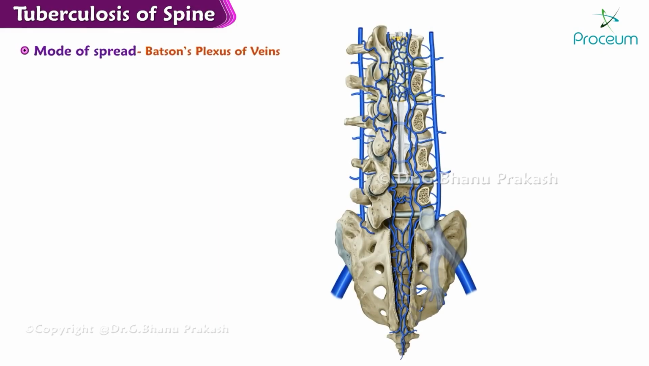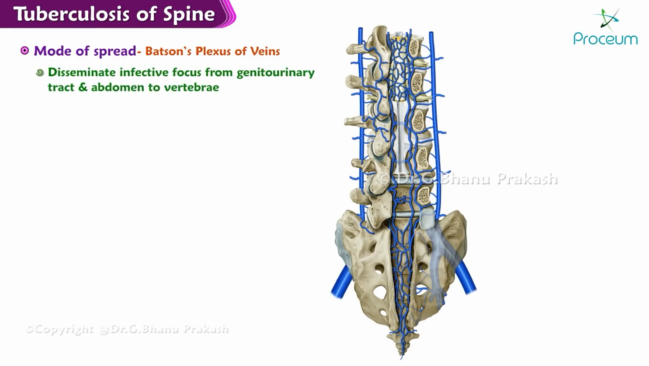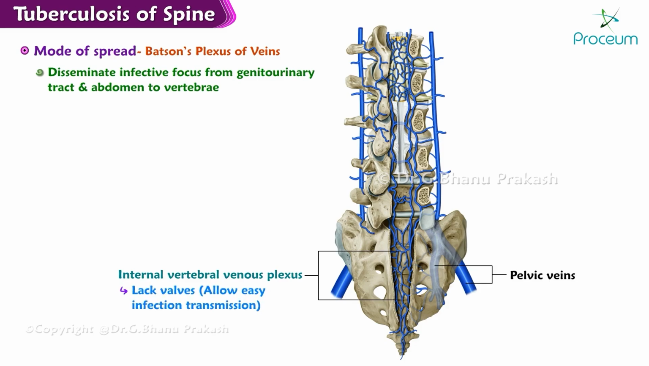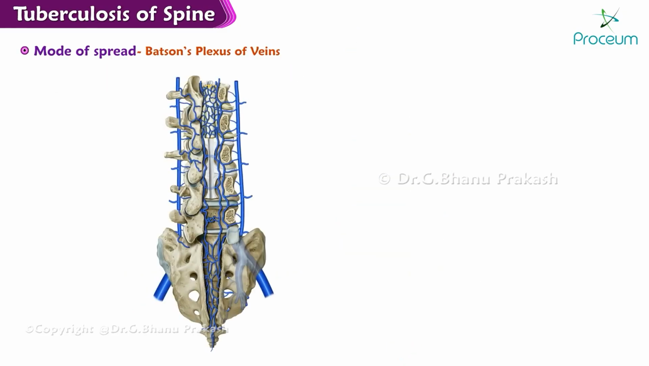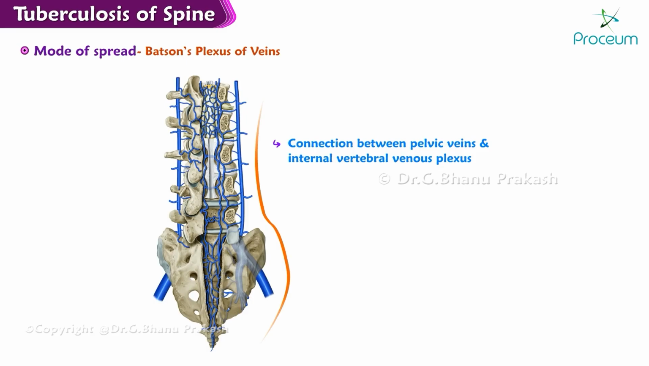Batson's plexus of veins. Batson's plexus of veins plays a significant role in the dissemination of infective focus from the genitourinary tract and abdomen to the vertebra. These veins connect the pelvic veins to the internal vertebral venous plexus and lack valves, allowing easy transmission of infections. The connection between the pelvic veins and the internal vertebral venous plexus provides a direct pathway for the spread of infections to the vertebra.